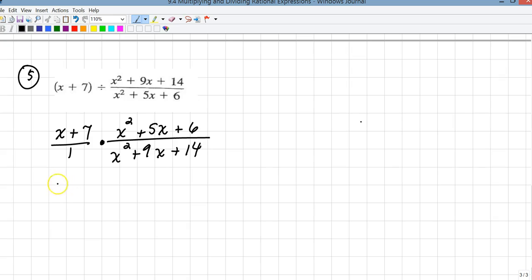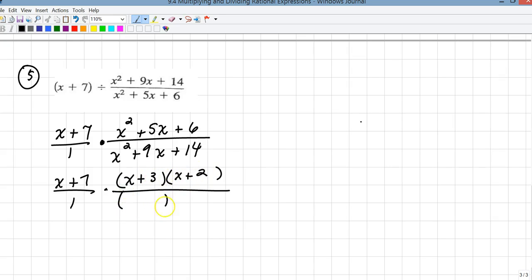Okay, so since I've done that, now I'm ready to factor. Step number 1 is you're going to factor everything before you reduce. So I'm going to factor the trinomial in the numerator, and I'm going to make it x plus 3 times x plus 2. And I'm going to factor the denominator. I'm going to make it x plus 7 times x plus 2. Okay, and then I'm going to look to see what I can reduce. First we factor, then we reduce. We don't reduce anything until we have factored everything, remember.